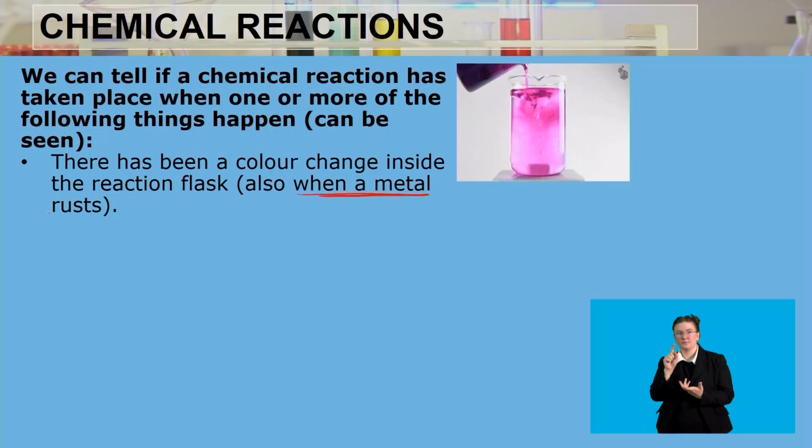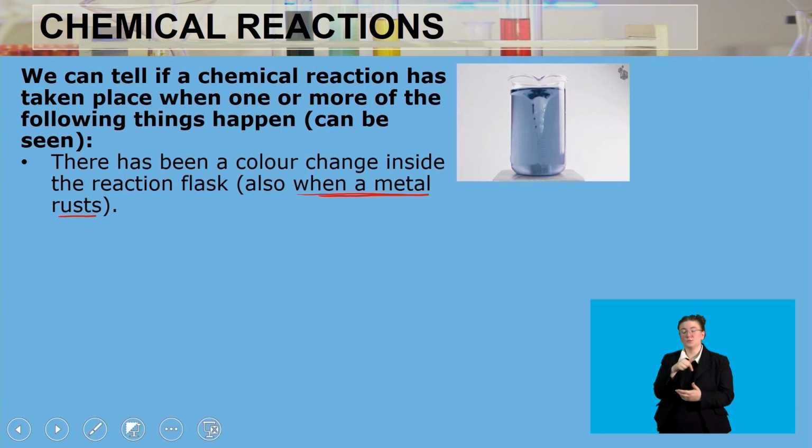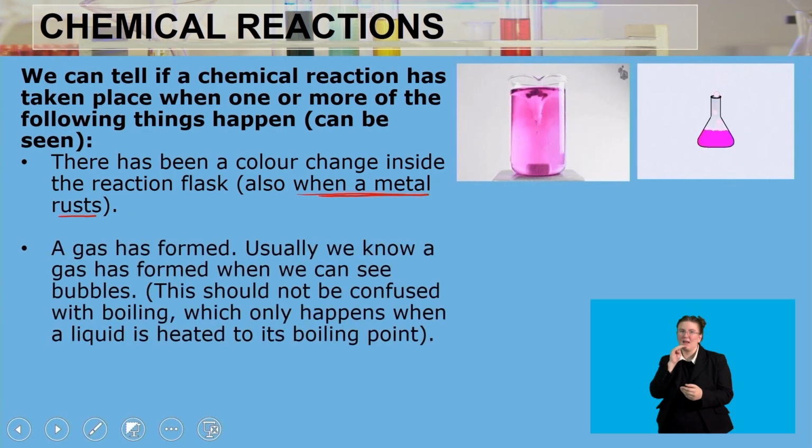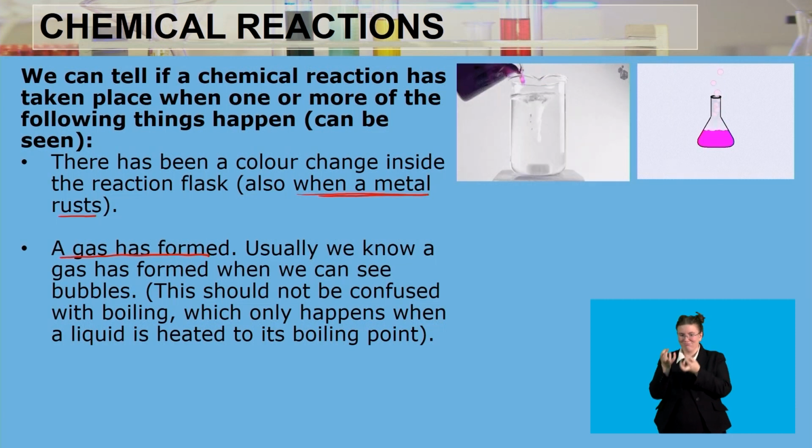Also, when a metal rusts, we can say that a reaction has taken place. When you see a metal that has rusted, we can safely say that a chemical reaction has taken place. So if it's not the color change, then what? There needs to be gas bubbles, or a gas needs to be formed. We usually know that a gas has been formed when we see bubbles. In this picture, we are seeing bubbles escaping the flask. Because gas bubbles are being formed, we can clearly say that a chemical reaction has taken place.